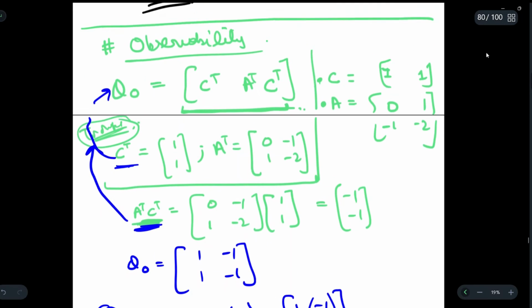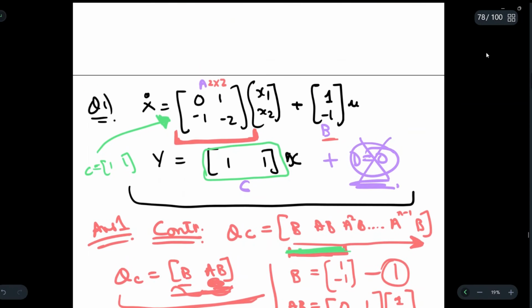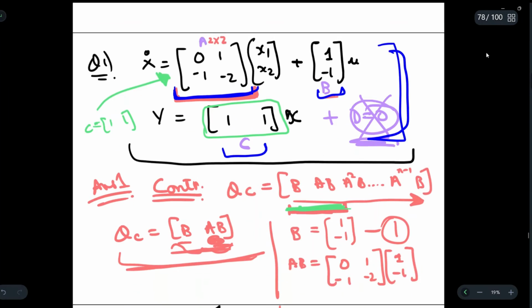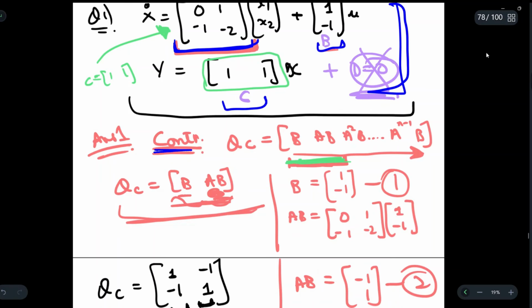So let us see what happened in this question. First of all, this question was given to us. So the first step is to determine which matrix is which. That is, this is the A matrix, this is the B matrix, and this is the C matrix. Now we will write these matrices separately. Then after writing them separately, we will find out the controllability as asked in the question.